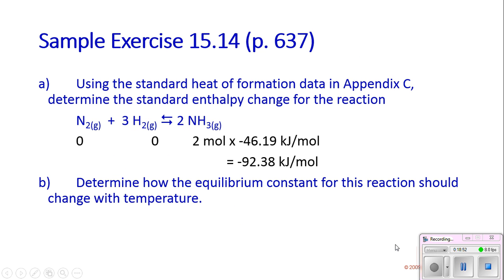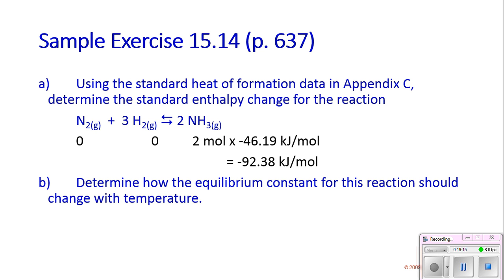So we're going to look at sample exercise 15.14 on page 637. It says, using the standard heat of formation data in Appendix C, which is located in the back of your book, determine the standard enthalpy change for the reaction. So basically it's just an additional step where we find the standard enthalpy change.